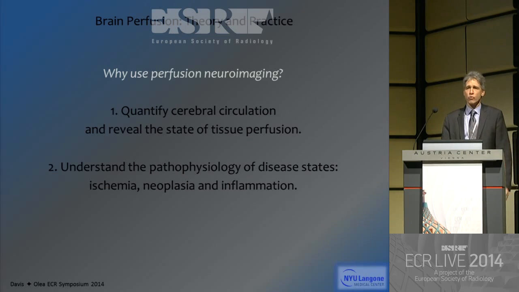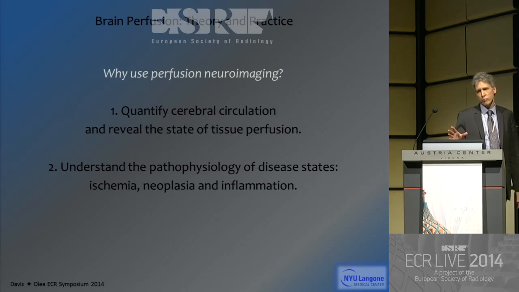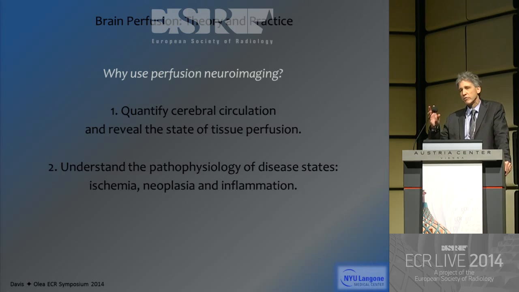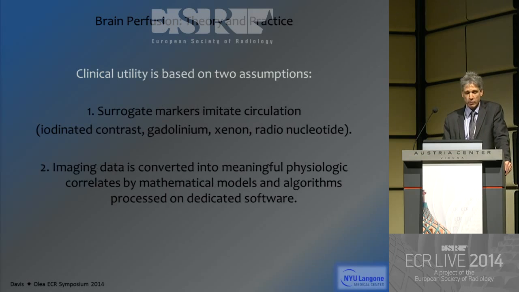And let's get started. So why do we use perfusion imaging? There's really two basic tenets that we're looking at here. The first is we want to quantify cerebral circulation, and we want to reveal the state of tissue perfusion. The reason we do this is to understand the pathophysiology of disease states: cancer, inflammation, and ischemia.